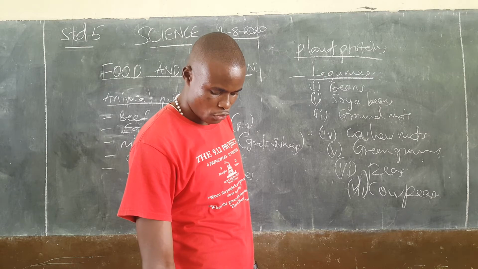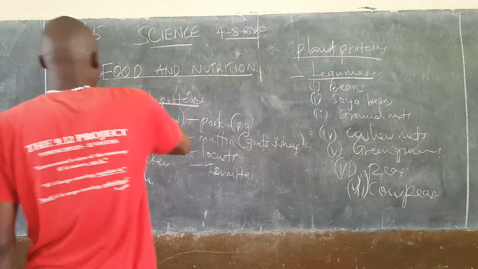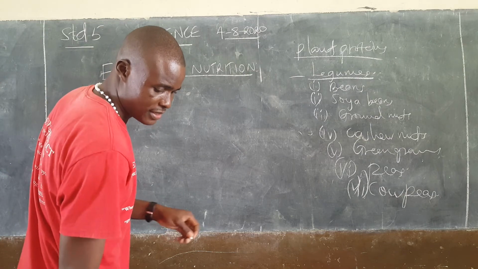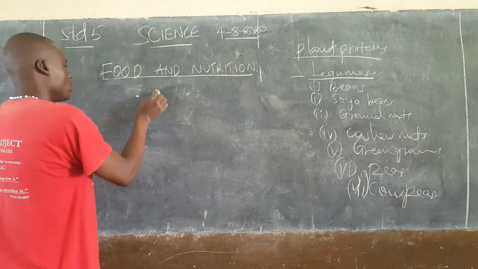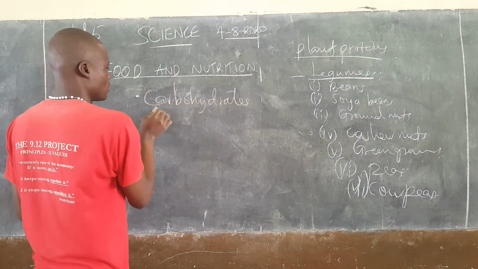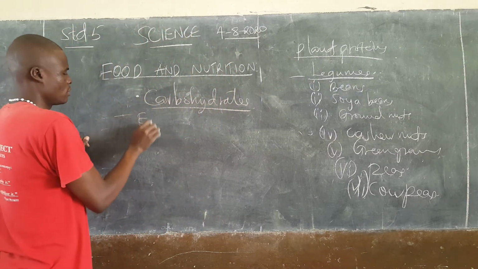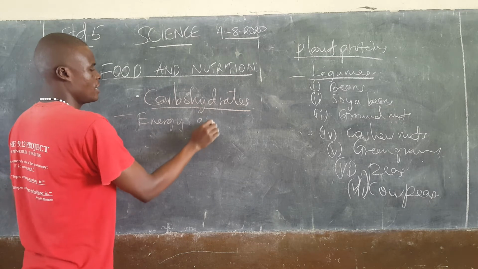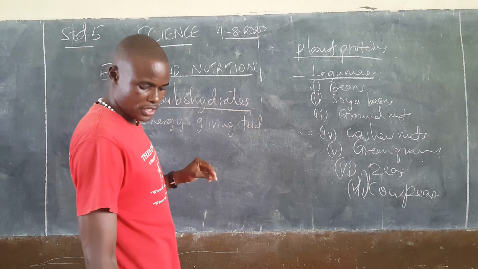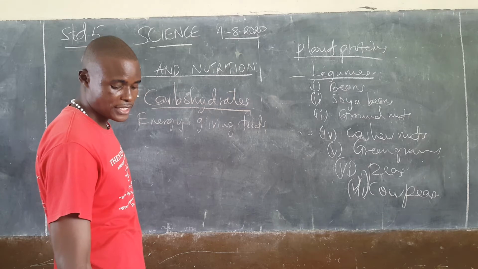After that, learner, we talked about protein, so we go to number two, and our number two is going to be carbohydrates. And we also see what you can learn under carbohydrates and the sources. So carbohydrates, learner, as you know, these are energy-giving foods. And again, you need to know that they provide the body with energy.